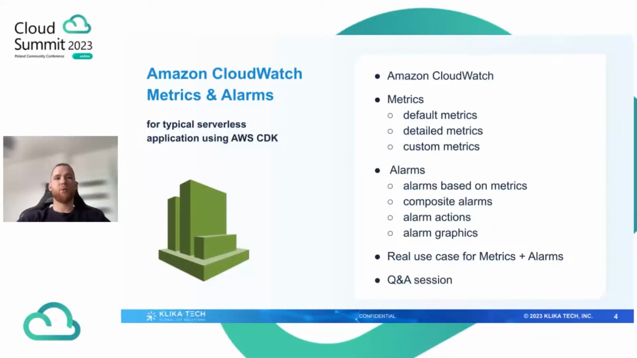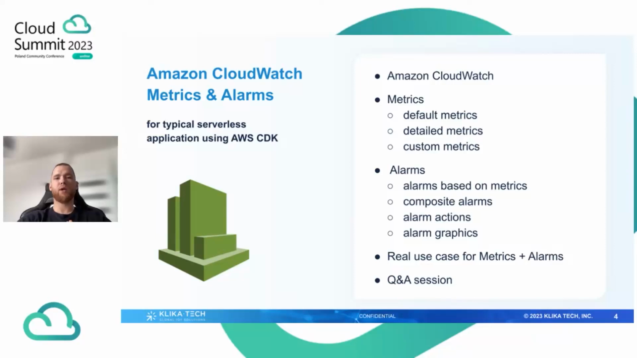In this presentation, we'll cover a range of topics related to Amazon CloudWatch. First of all, we'll talk about Amazon CloudWatch as a service and why it is important for us to use it in our serverless applications. We'll start by exploring the different types of metrics available in CloudWatch, including default metrics, detailed metrics, and custom metrics. Then we will dive into how you can use CloudWatch alarms to create alert notifications based on metrics, how to create composite alarms, and add possible alarm actions.